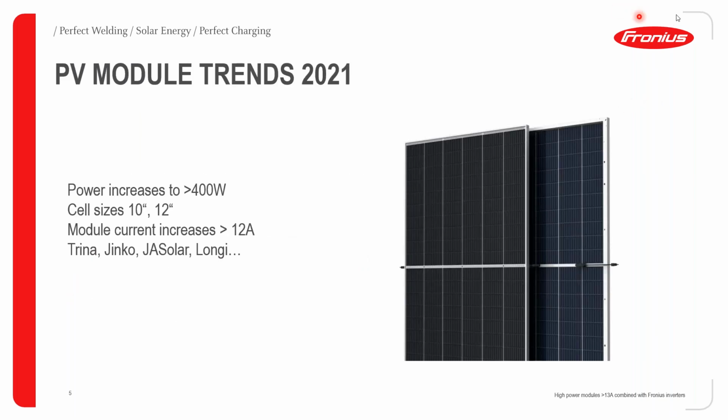In terms of the modules that have been coming up, we have seen modules that are going above 400 watts, and these are what we are referring to as high power modules. Typical cell sizes are now in the region of 10 inches to 12 inches, and the module current is also increasing to above 12 amps. The major module manufacturers in the world, such as Trina, Jinko, JA Solar, as well as Longji, now have in their product portfolio modules that are well above 400 watt peak.